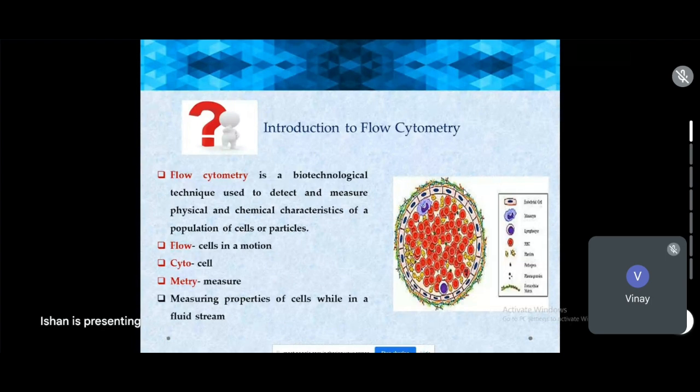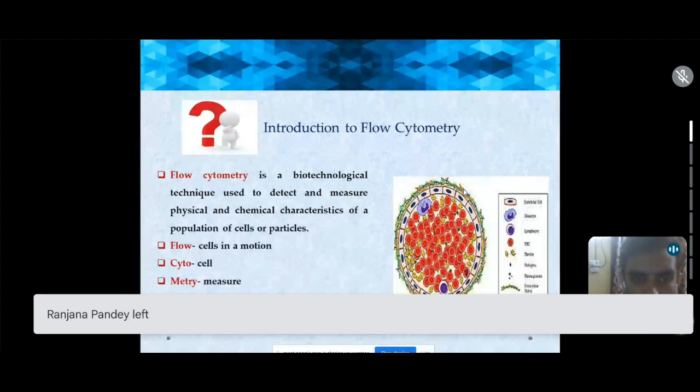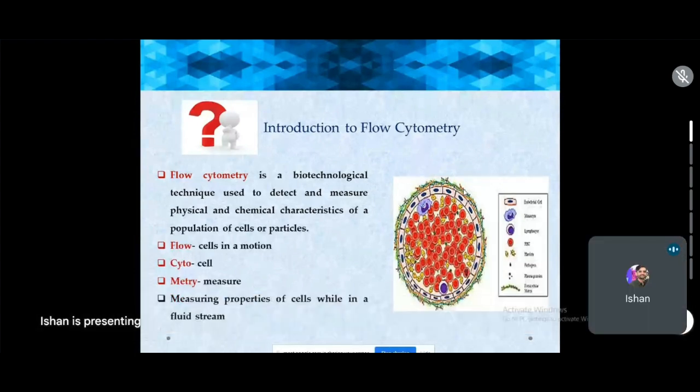It is in motion. Flow relates to cells and metry means measurement. So it is not just qualitative analysis, but analysis of different types of cells or the group or population of cells. It is an enumeration of the number of cells or the types of cells. So it is a multi-parametric analysis of the cellular components.